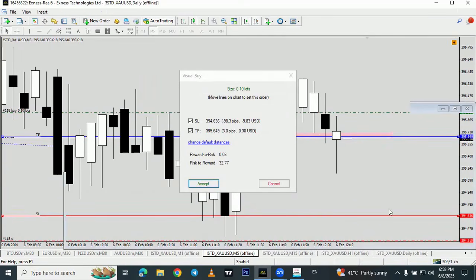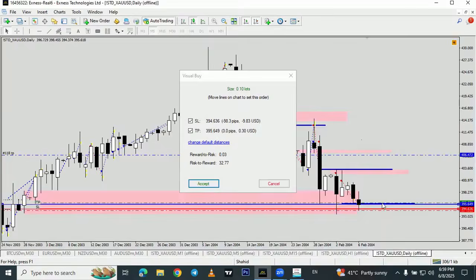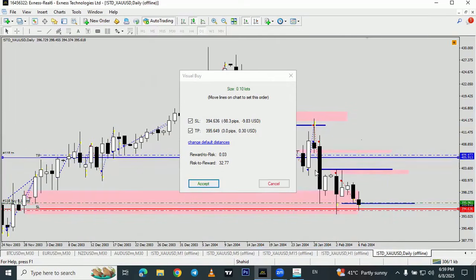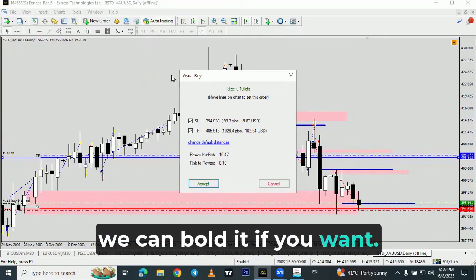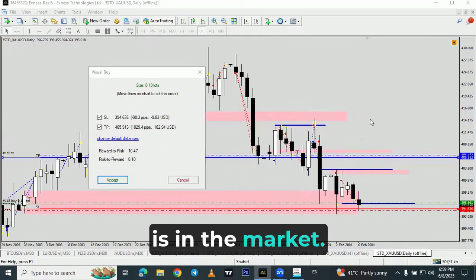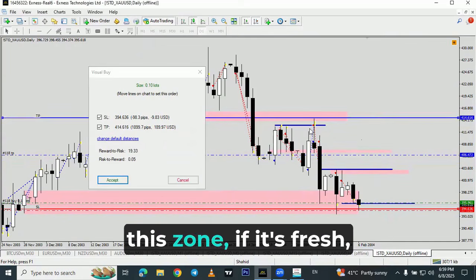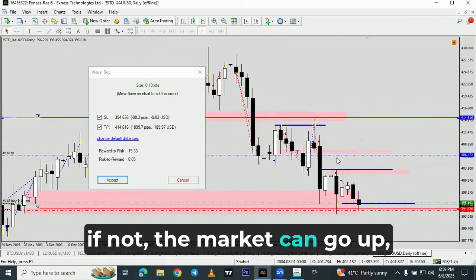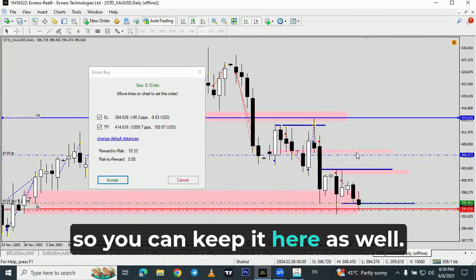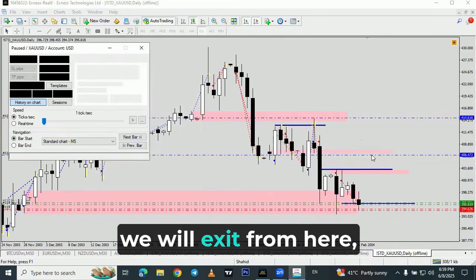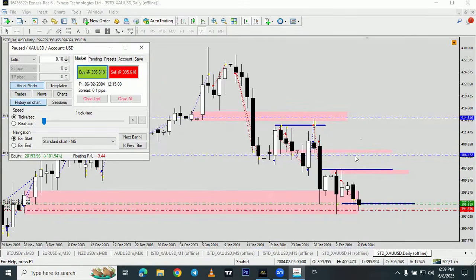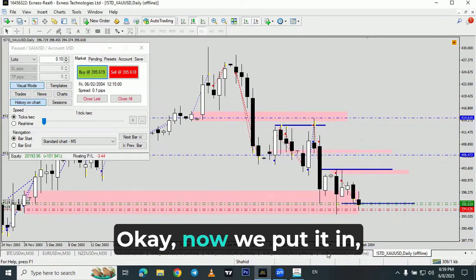And with the given here, it's fine. Otherwise, if we look, we can bold it if you want. All this liquidity is in the market. All this liquidity is because of this zone, if it's fresh. If not, the market can go up. So you can keep it here as well. Otherwise, we will exit from here, which is where the flip comes. Okay, now we put it in.